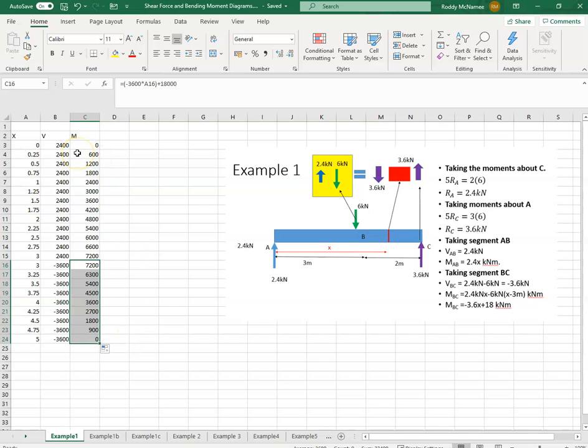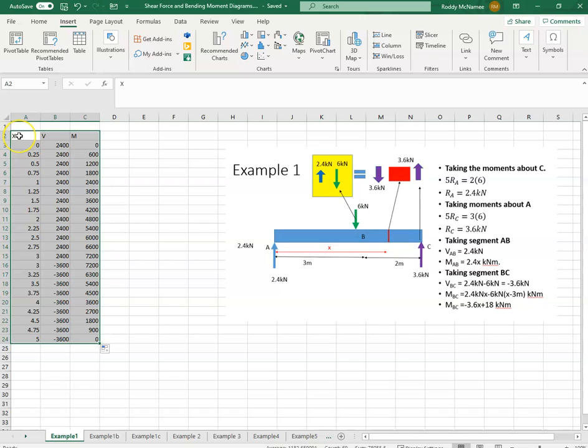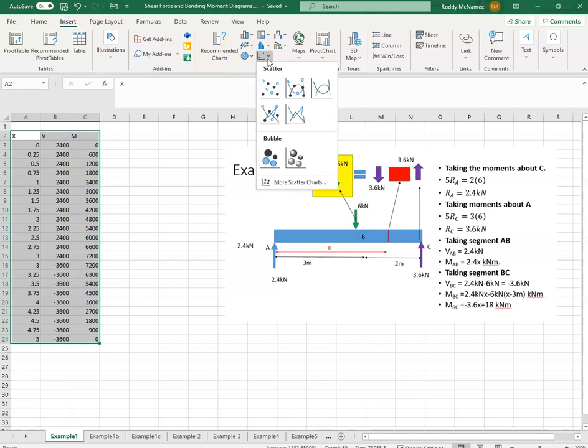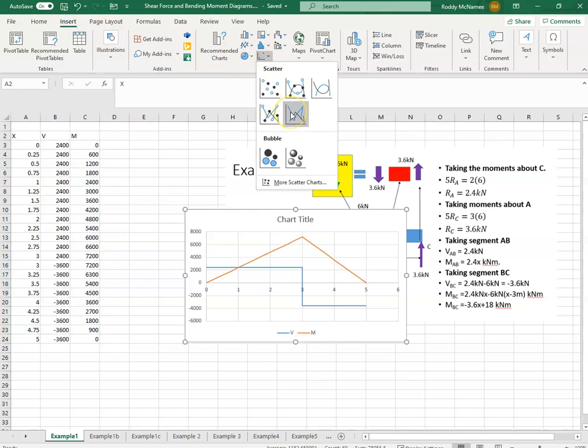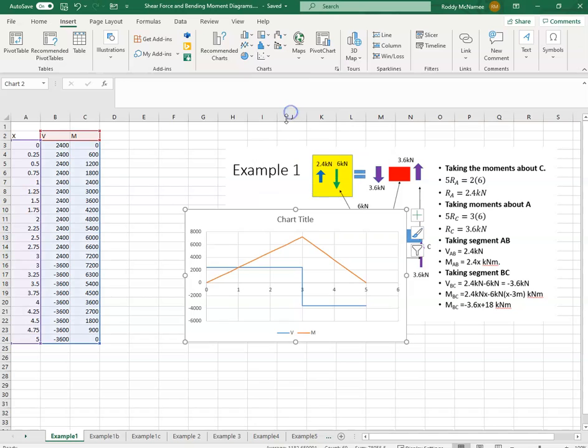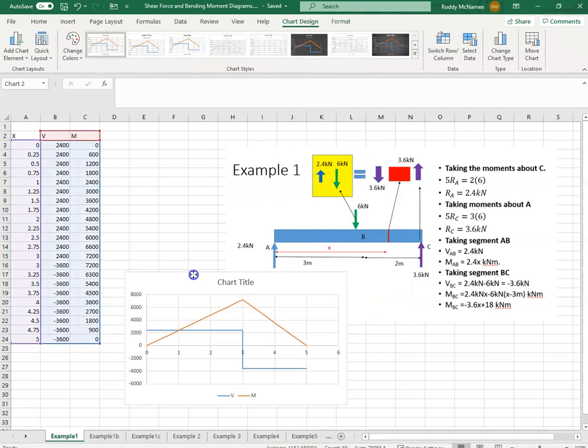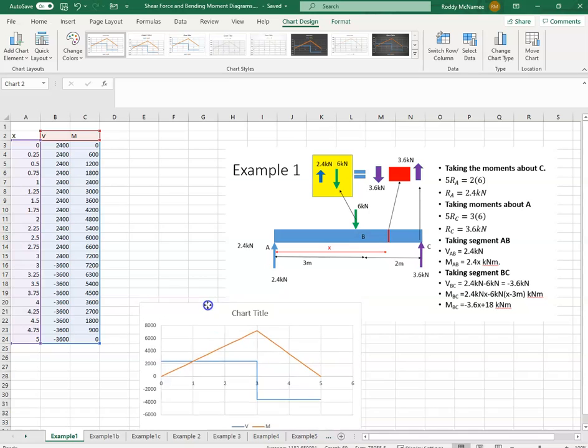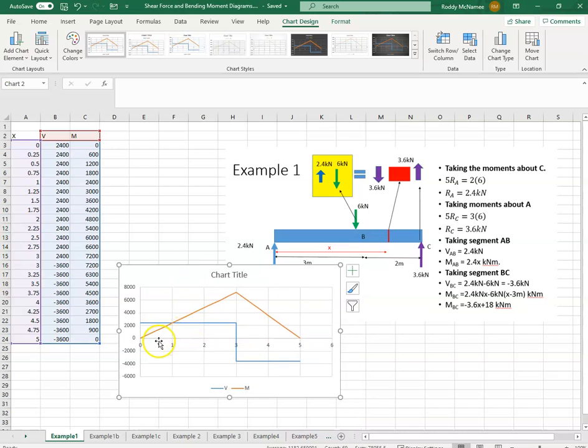and that's it. So if we then want to plot it, we will just highlight the cells, the data. And I'm going to go insert, and I'm going to pick a scatter plot with straight lines. There it is. So there's our shear force and bending moment diagram for this example.